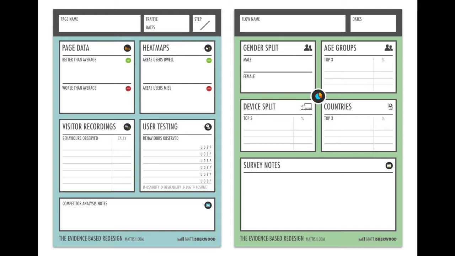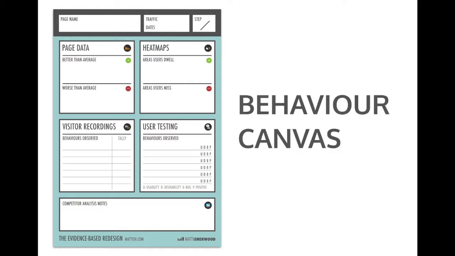So I'm just going to talk you through the structure of each of these templates and how to use them. The first one is called the Behaviour canvas. This was originally called the Journey canvas, maybe because you can have multiple of them to build up the journey that a user takes through your site. However, on its own, it's about describing user behavior on any given page.